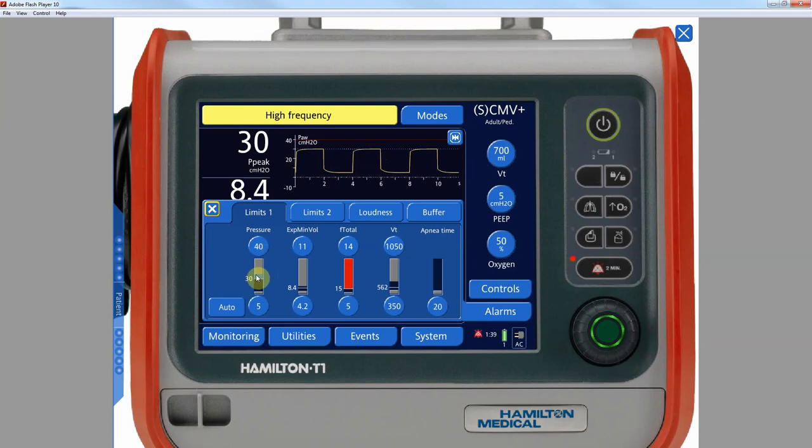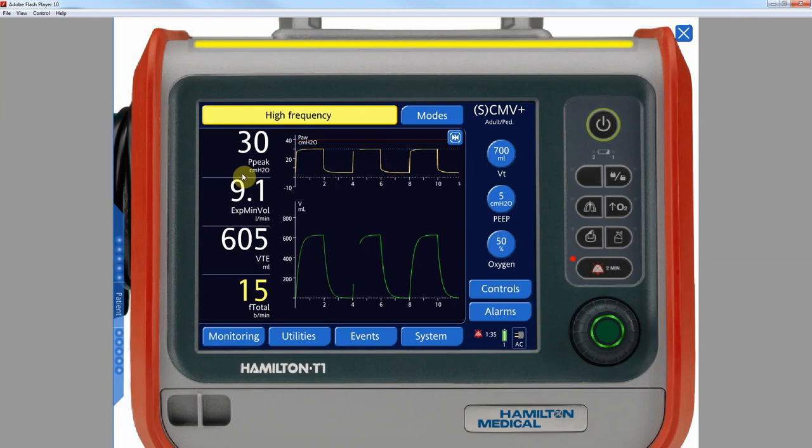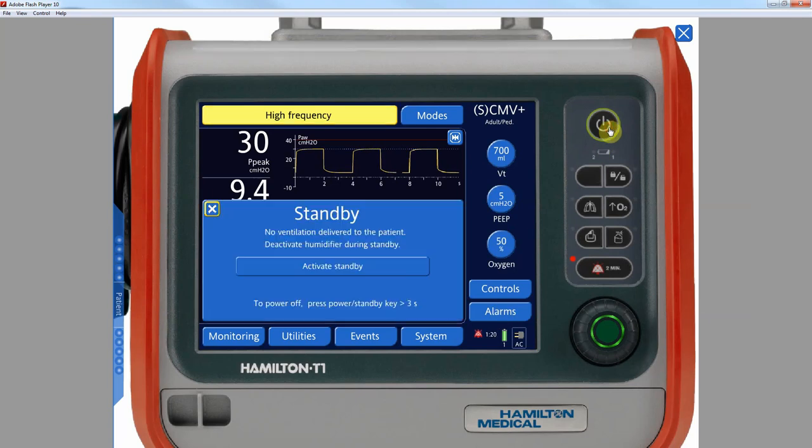It will not exceed 30. It will not exceed 10 below your peak pressure. So your peak pressure is 30, and we're getting a tidal volume of 18 right now. So if we wanted a higher tidal volume, we may have to change that alarm parameter. All right, so let me just put this in standby.